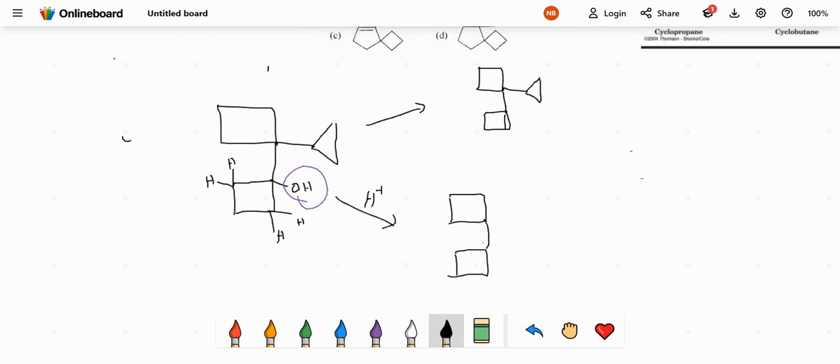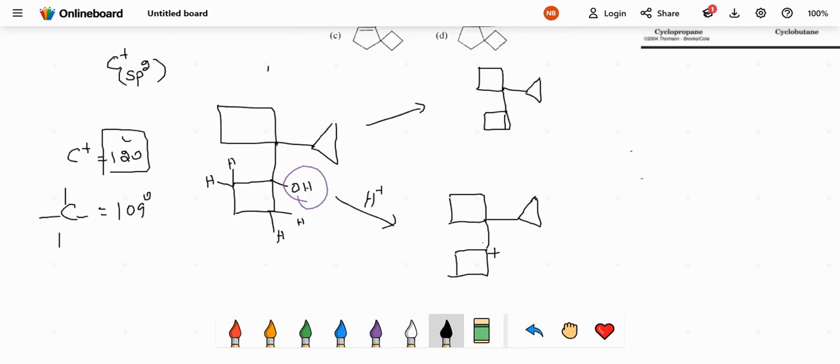Which carbocation will be formed? Whenever the carbocation is present at the ring, it will be highly unstable because the carbocation carbon will be sp2 hybridized and needs 120 degrees, not like a single bond. If that is sp3 hybridization, if all the bonds are single, then it will be 109 degrees. But here we need a 120 degree bond angle.